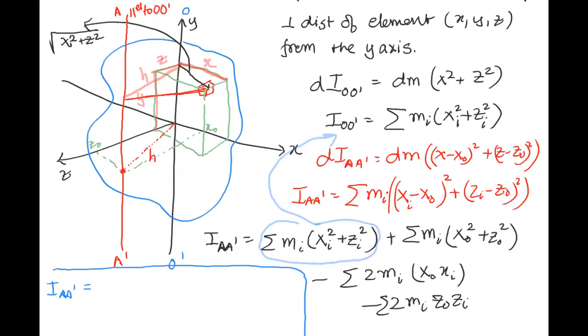So I will write I dash, plus, जब मैं इसमें समेशन करूंगा तो ये तो कांस्टेंट हो गया, basically summation of mi आया, and I know that summation of mi is nothing but m, so I just write it as capital M into h square, माइनस, अब यहाँ पे कांस्टेंट्स बाहर निकाल देता हूँ मैं, twice x naught summation mi xi, minus twice z naught summation mi zi.